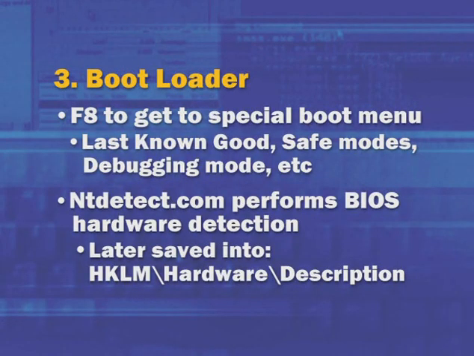NTDetect.com stores the information that it finds about the basic hardware configuration in memory, and later when the registry is initialized, this appears in the registry key HKEY_LOCAL_MACHINE\HARDWARE\DESCRIPTION. And if you go to the registry editor, you'll see some basic information about the CPU type and other BIOS detected hardware devices.